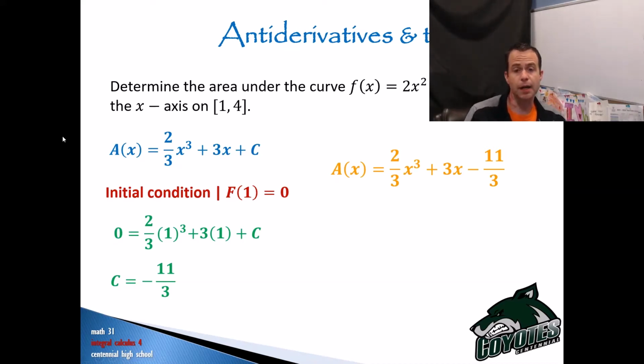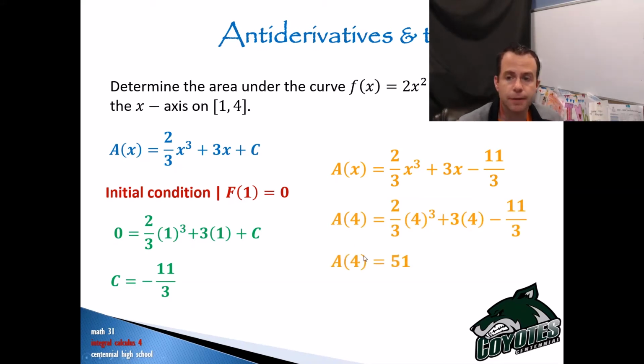Now I need to find A of 4. So I'm going to plug in 4 for x. Do the math, and I end up with 51 units. Okay, 51 units squared.